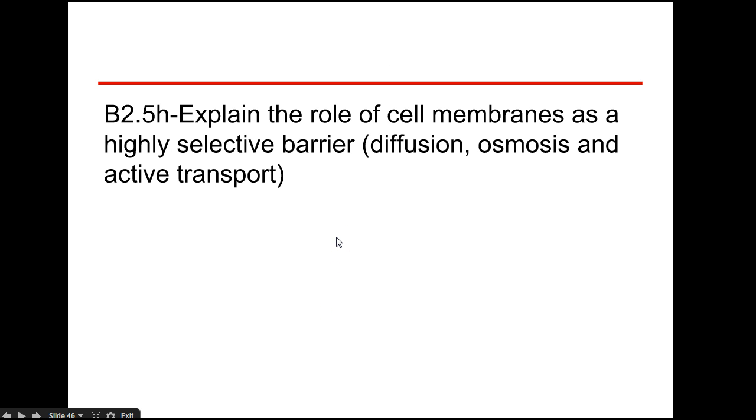Here is our standard that we're trying to meet in this portion of the unit. We are going to explain the role of the cell membrane as a highly selective barrier. Another word is semi-permeable. We're going to talk about the process of diffusion, osmosis, or passive transport. Then we're going to talk about active transport.